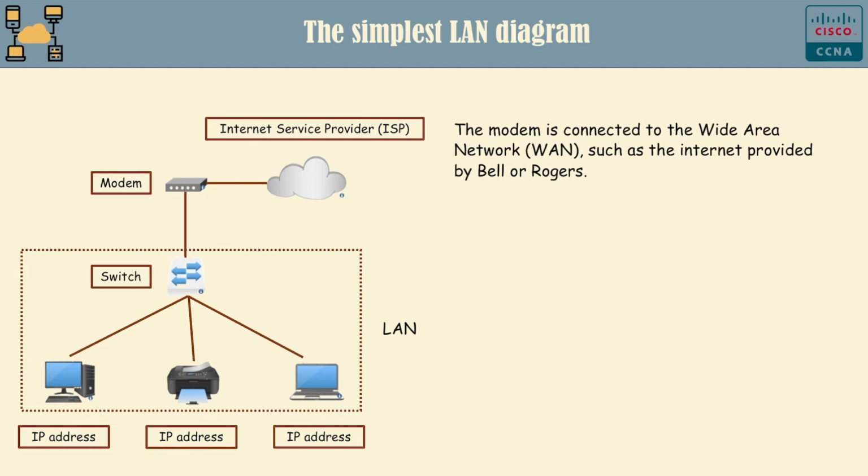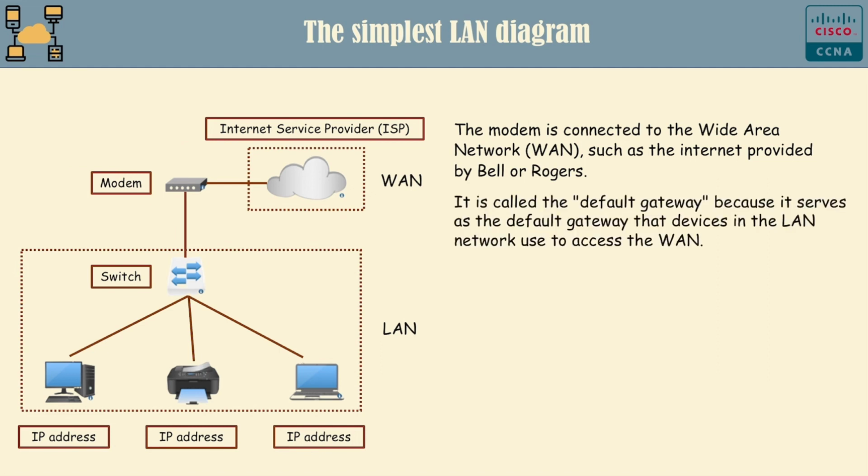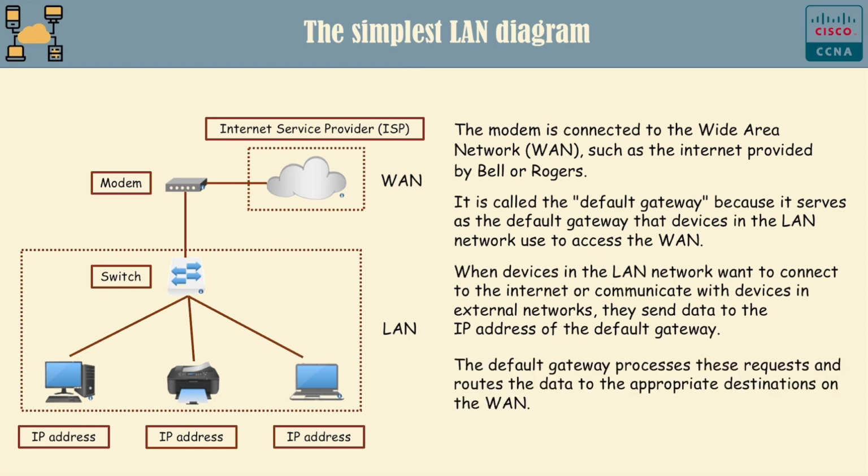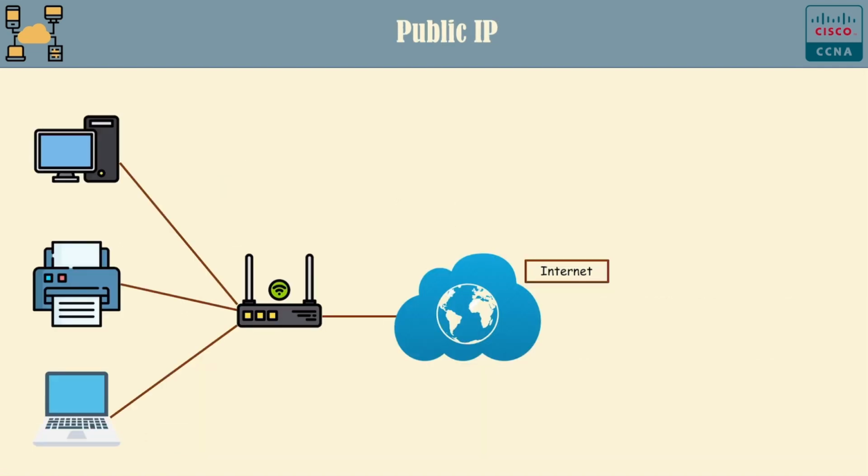The modem is connected to the wide area network, WAN, such as the Internet provided by Bell or Rogers. It is called the default gateway because it serves as the default gateway that devices in the LAN network use to access the WAN. When devices in the LAN network want to connect to the Internet or communicate with devices in external networks, they send data to the IP address of the default gateway. The default gateway processes these requests and routes the data to the appropriate destinations on the WAN.